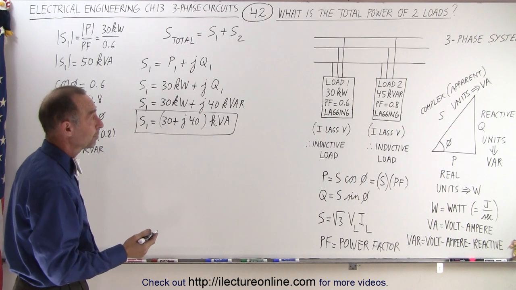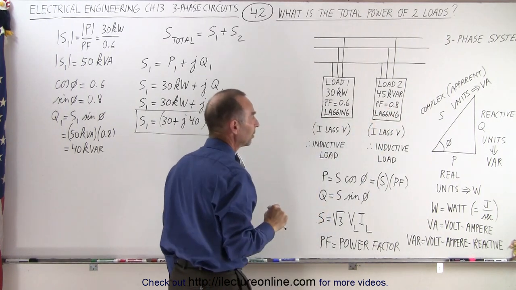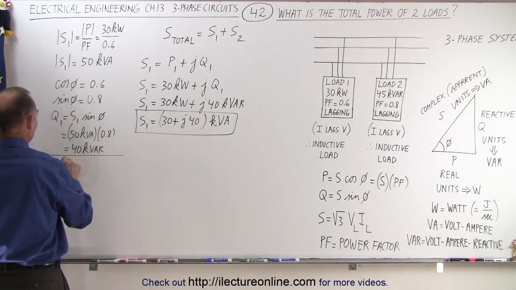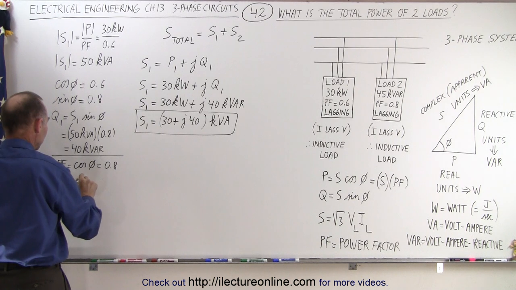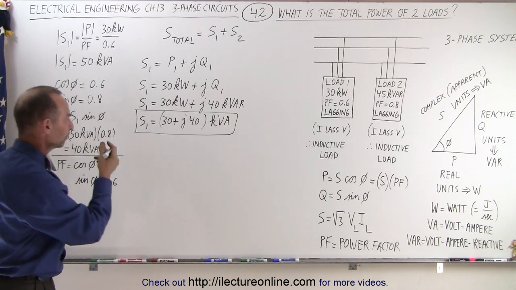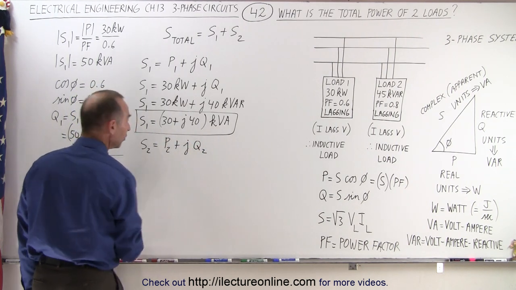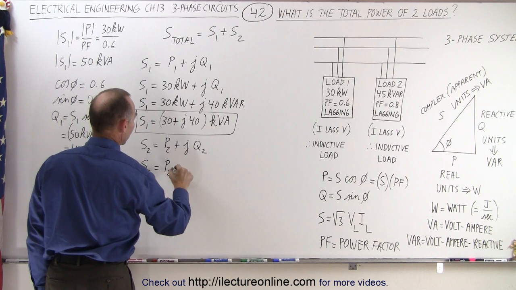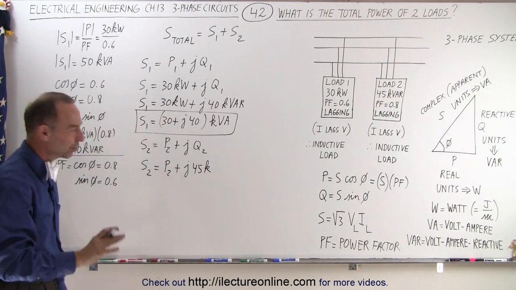Now we need to do the same for S2. Notice here we're given the reactive power. We're given a power factor of 0.8, and so if the power factor, which is the cosine of phi, is equal to 0.8, that means the sine of phi is therefore 0.6. So it's kind of the reverse of what we did over there. So we know that S2 is equal to P2 plus jQ2, and Q2 is already known. So S2 is equal to P2 plus j times 45K. We'll just leave the units off until the end.